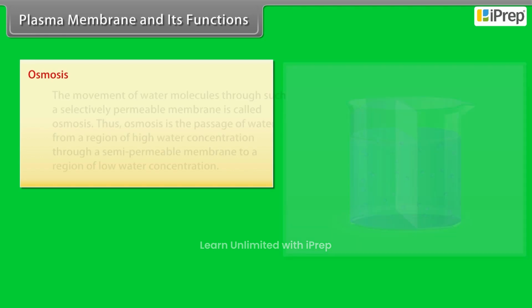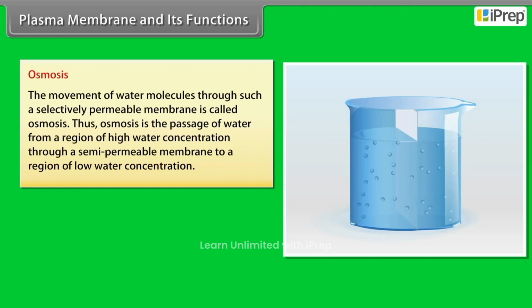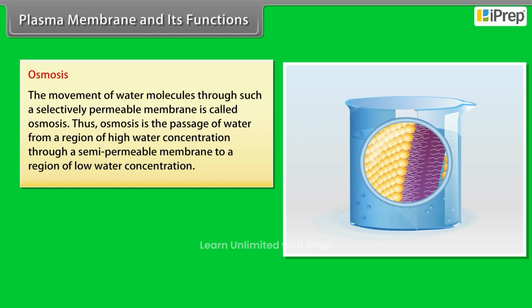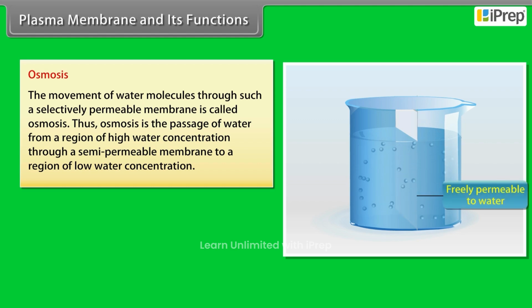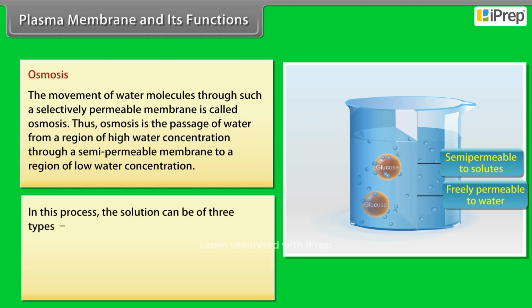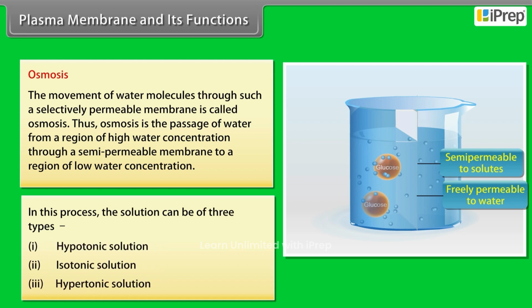Osmosis. The movement of water molecules through such a selectively permeable membrane is called osmosis. Thus, osmosis is the passage of water from a region of high water concentration through a semi-permeable membrane to a region of low water concentration. In this process, the solution can be of three types: hypotonic solution, isotonic solution, hypertonic solution.